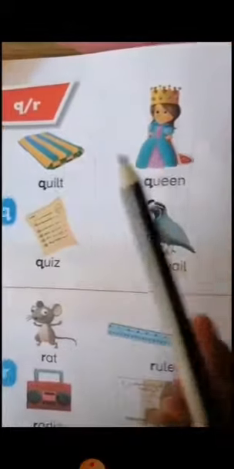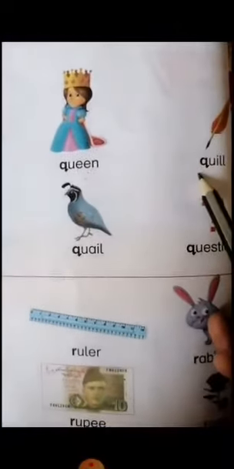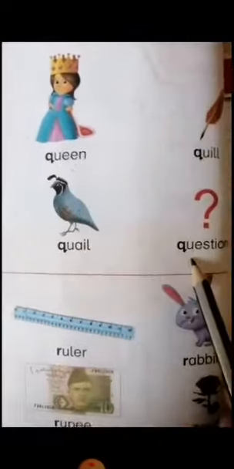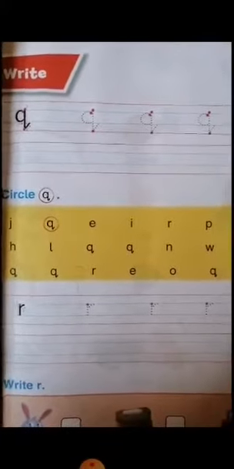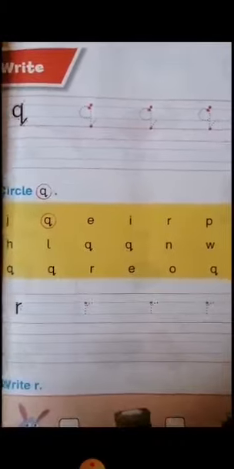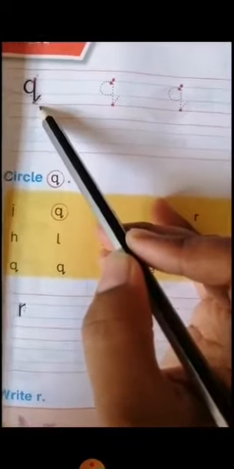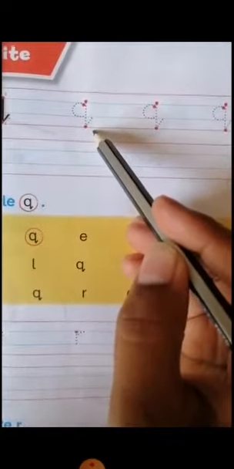Quilt, queen, quill, quiz, quail, and question. Now let's move to the next page, page number 29. Write small q. How to write small q? It is also called lowercase q. So let's start. How to write letter q?